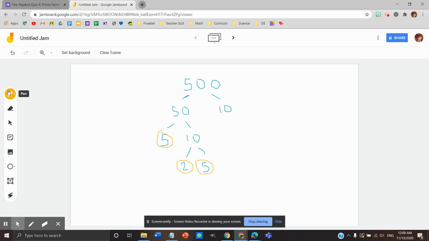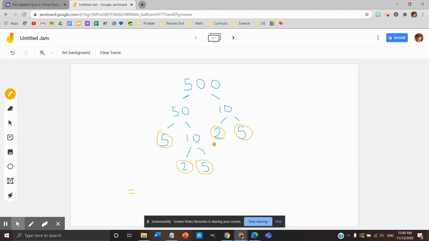So how about the other 10? Just like the other one, its factors are 2 and 5, and they're both prime. So I'm just going to circle them. And I'm going to know that I finished because all of my numbers are prime. I cannot continue to factor any of those. So what is my prime factorization?